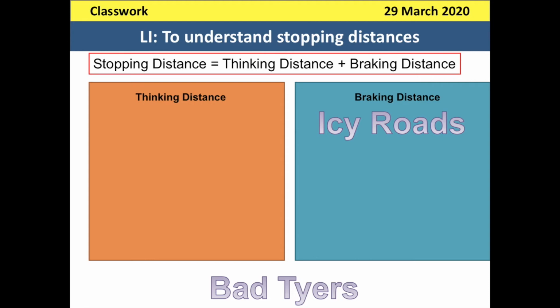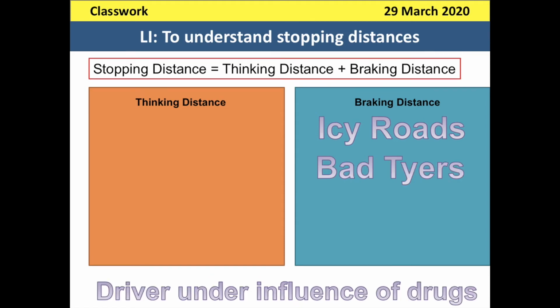Bad tyres also will affect the braking distance, because again, if the tyres are bad, then that means that there will be less friction and so the braking distance will be increased.